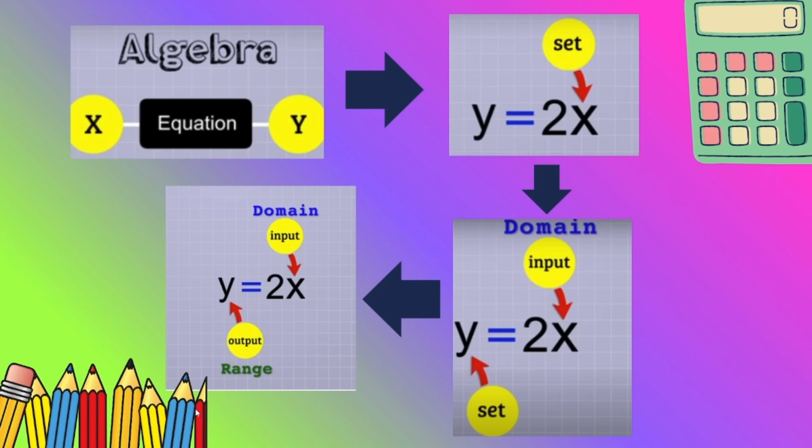It relates one variable to another in the form of an equation, like in the picture, y equals 2x. In this equation, we treat x as the set of numbers that we can input, the domain, and y as the set of numbers that we get as output, the range.